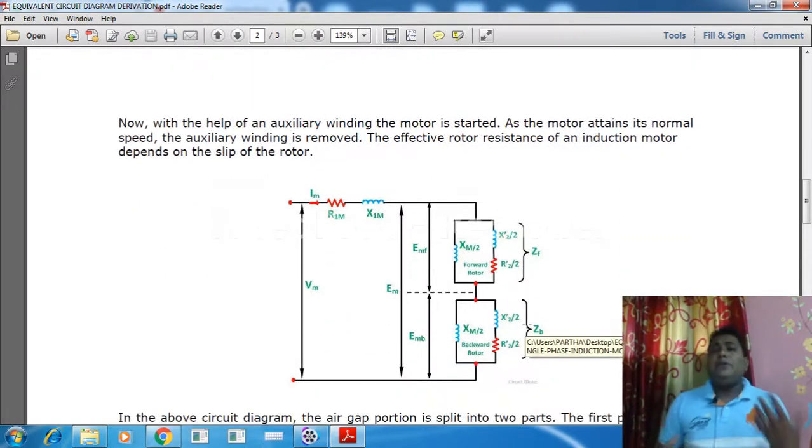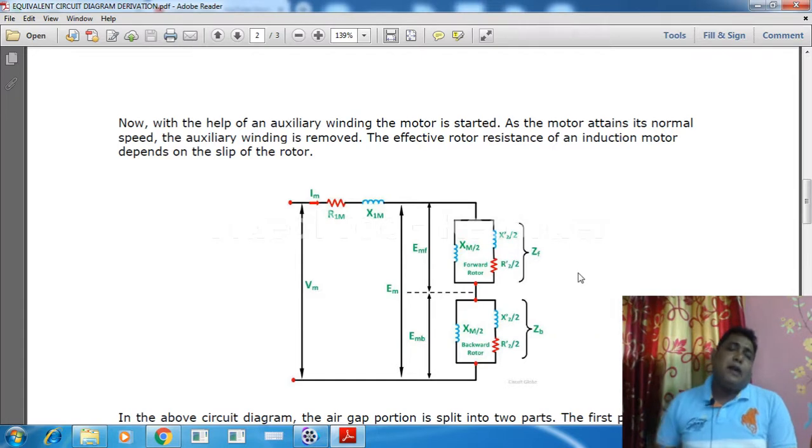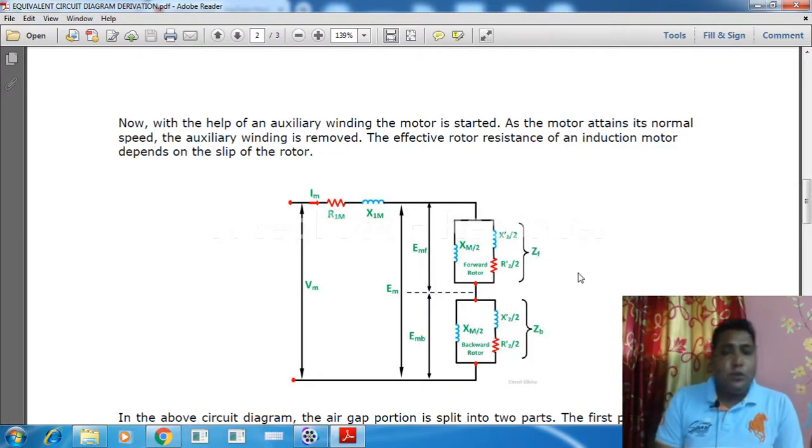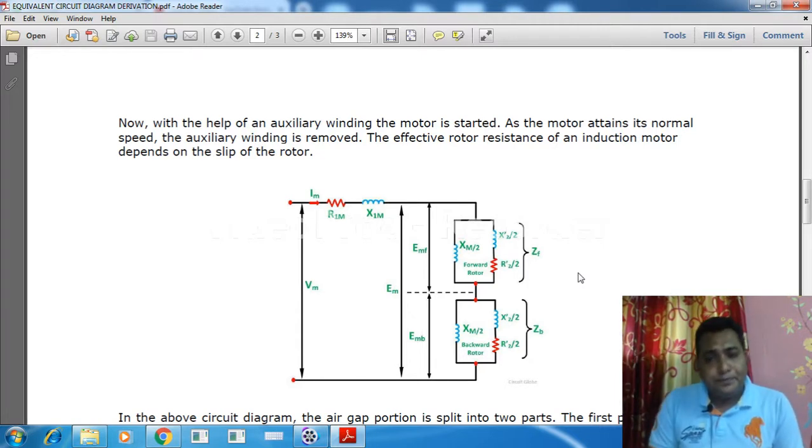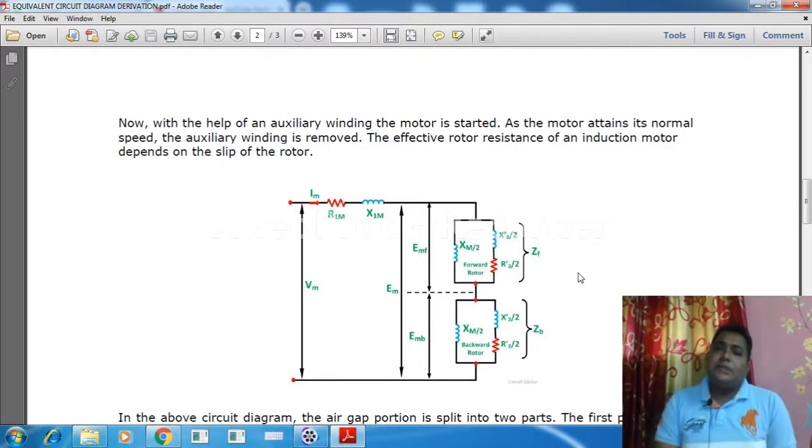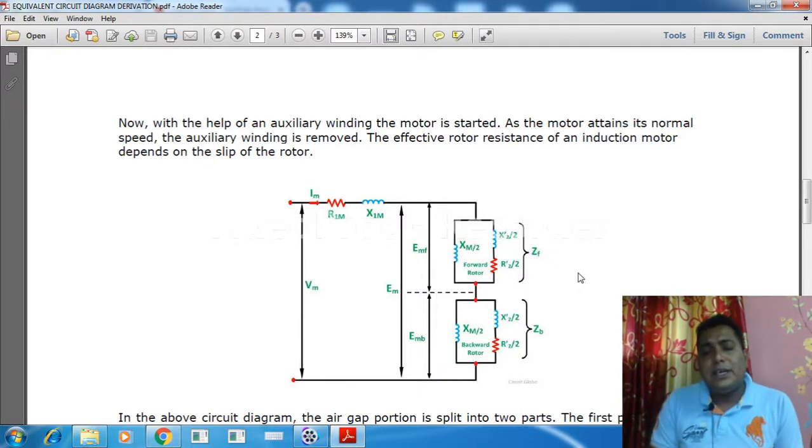Okay, so now we are going to derive the equivalent circuit diagram considering the concept of the forward rotor and the backward rotor. Now, with the help of the auxiliary winding, the motor is started. We know that as the motor attains its normal speed, the auxiliary winding is removed. The effective rotor resistance of an induction motor depends upon the slip of the rotor, as we discussed in the previous presentation also. So let us see what the equivalent circuit diagram is.